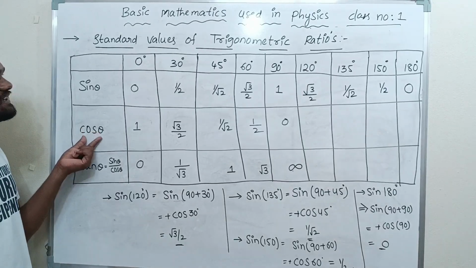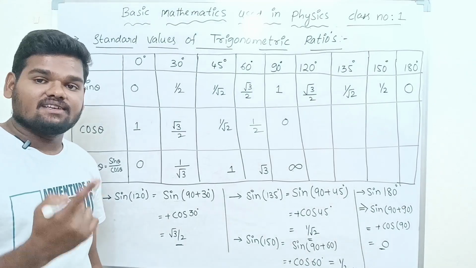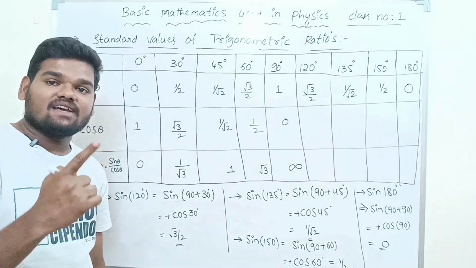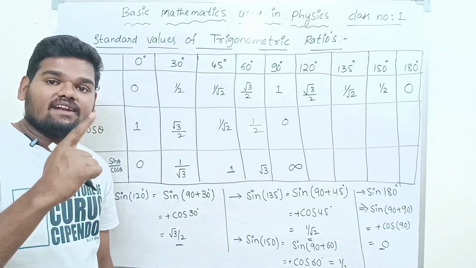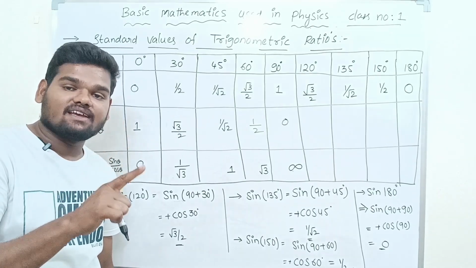Okay. So cos 120. Cos 120 can be written as cos of 90 plus 30. Cos 90 plus theta, second quadrant. In second quadrant, cos is negative.